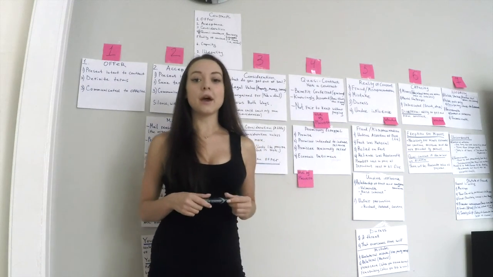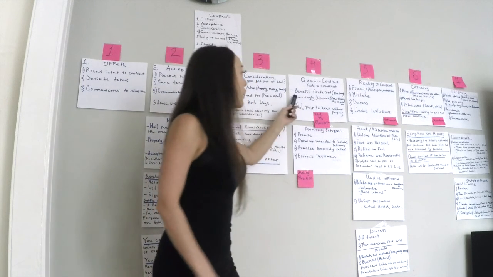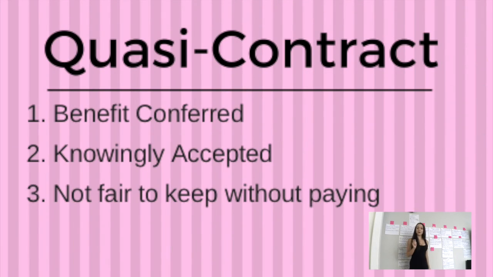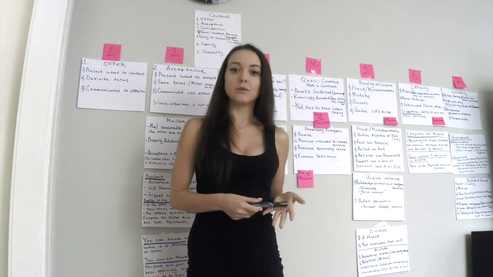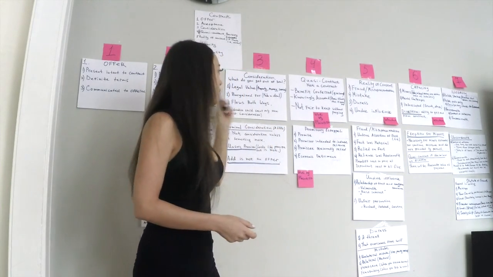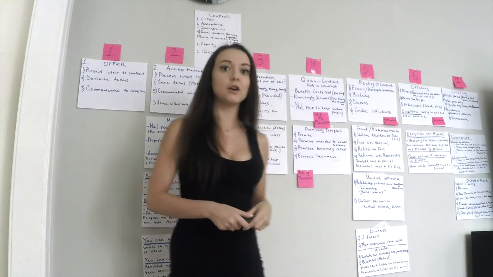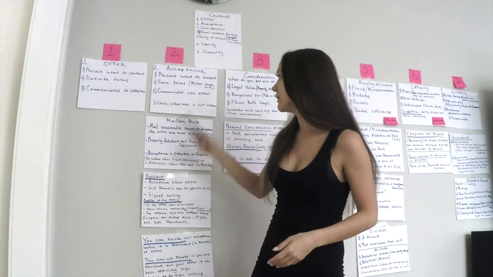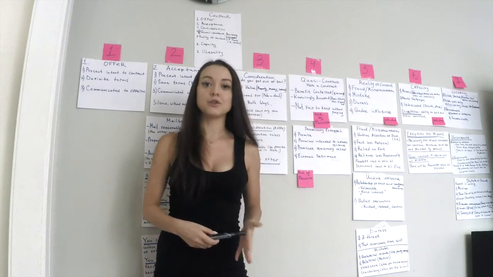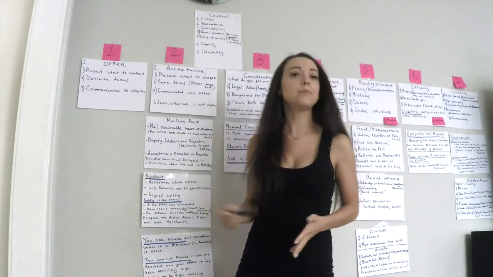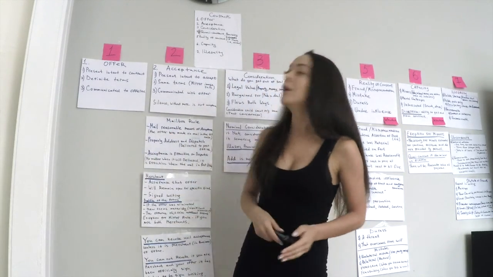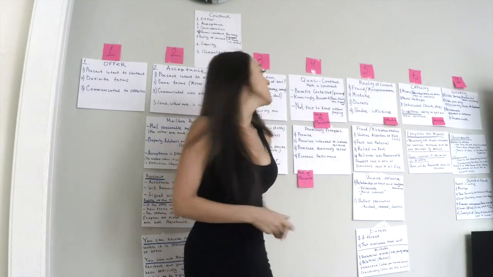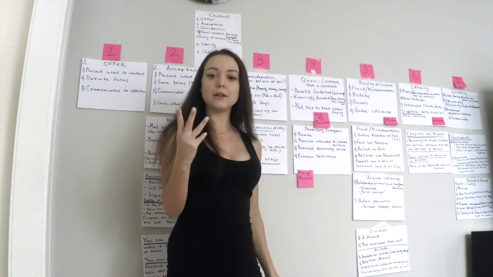Let's talk about the quasi-contract. Quasi-contract, it is not a contract. Usually it's used by a plaintiff if the person would like to get some benefits from a deal which was not made via a contract, because in the first case that person didn't enter into the contract, or there was no acceptance, or there was no offer, or there was no consideration. So the quasi-contract has three elements.